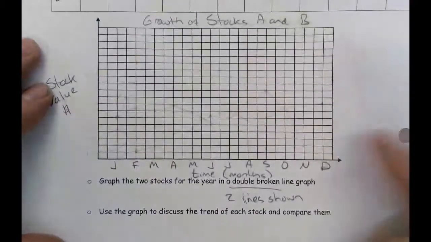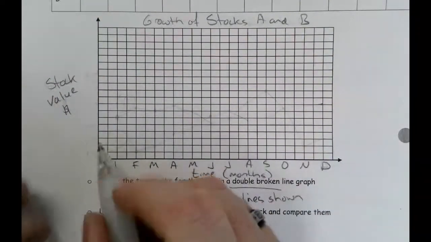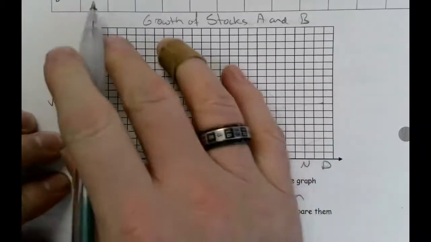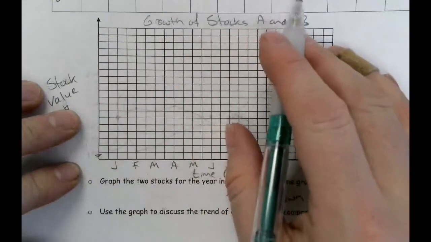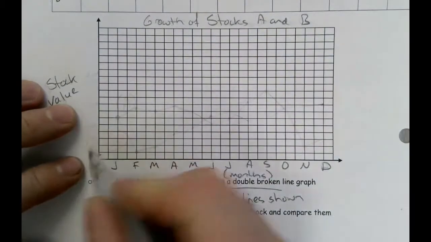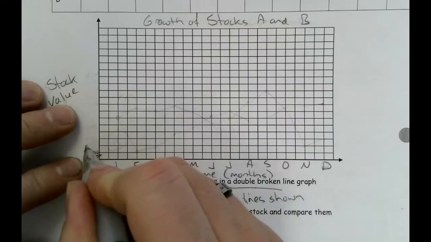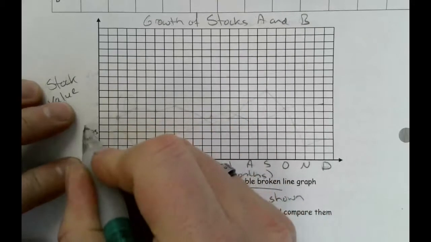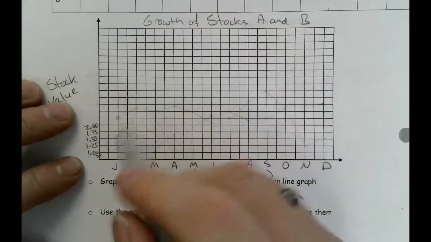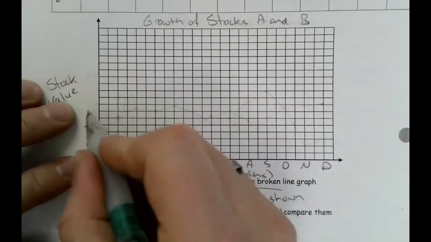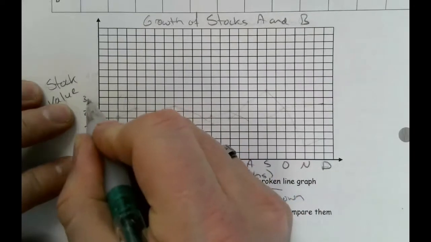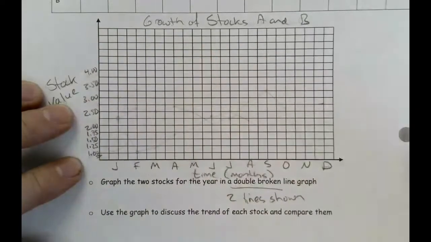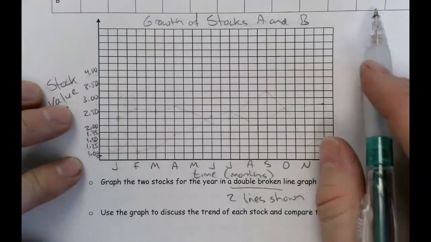I've already played with the scale a little bit, and I'm going to break the graph here. Do I have anything that goes below 1? I don't think we do. So I'm going to have $1, and then $1.25, $1.50, $1.75, $2. We're going up by 25 cents here. Now I'm just going to jump up to, let's say, $2.50, $3, $3.50, and then up here at $4. I don't think anything exceeds $4. I think that's pretty good.